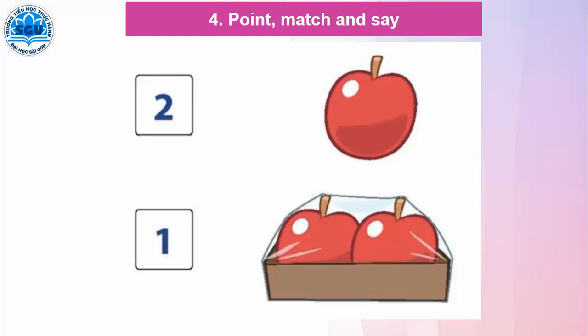The last activity is point, mark, and say. You point and say the numbers on the left. Look at the first pictures and say 1 apple, and then you draw a line. Match the first pictures with the number 1. With the picture 2, you can see 2 apples. So, you draw a line. Mark the second pictures with the number 2.